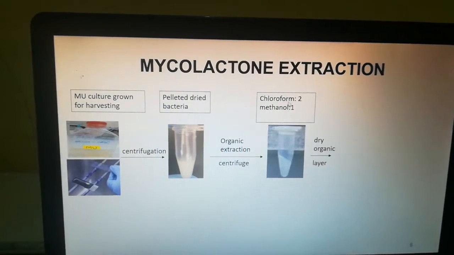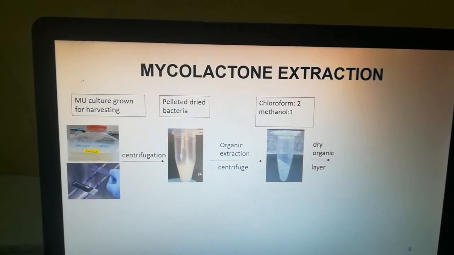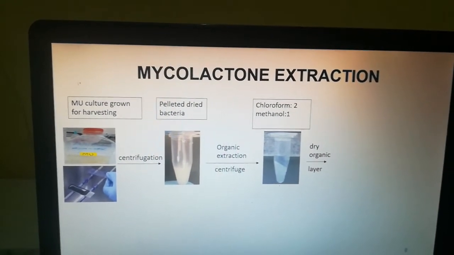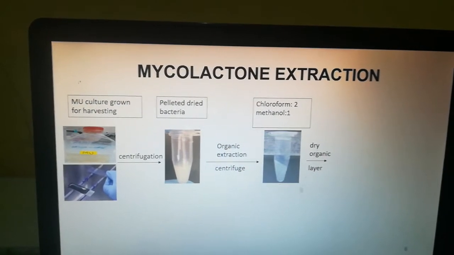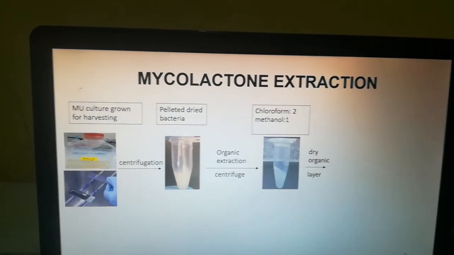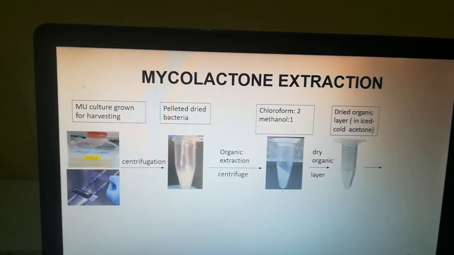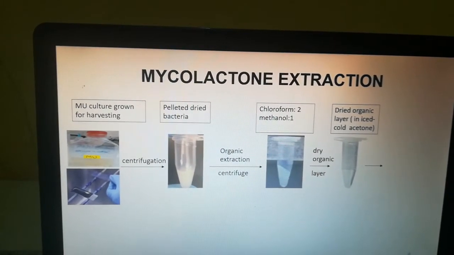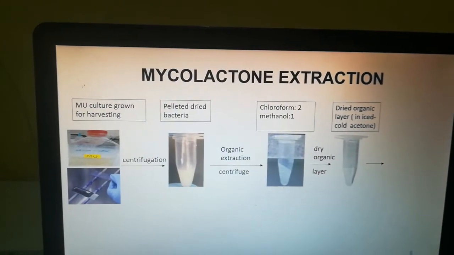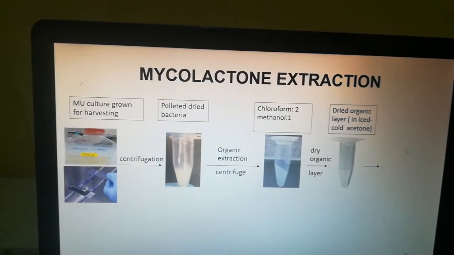So once you add your solvent system to the dried bacteria, you allow it to stand for about 2 hours, after which you spin for about 15 minutes at 10,000 g. Once that is done, you can then aliquot and discard the supernatant, which is the aqueous layer and the proteinaceous layer. And the organic layer, which is of interest, is then dried.